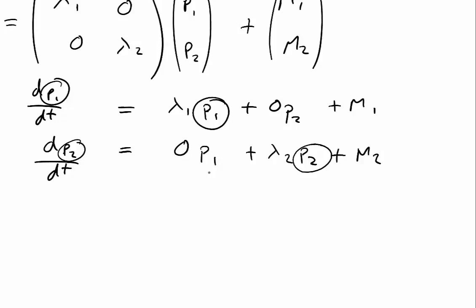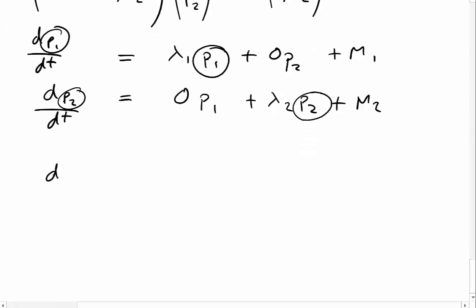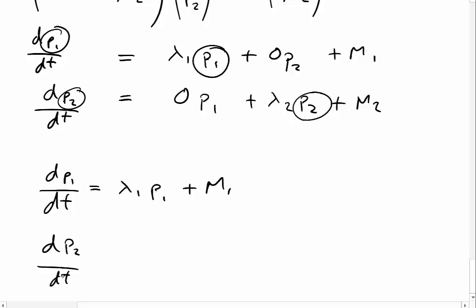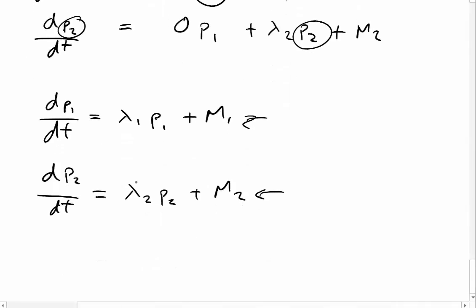All right, so essentially what I've got now, if I just write this out again slightly neater, dp1 by dt is equal to lambda 1 p1 plus m1, and then dp2 by dt equals lambda 2 p2 plus m2. That is an ODE which I can solve. These two things are ODEs which I can solve really, really easily. And so I can find out what P1 is, and I can find out what P2 is.